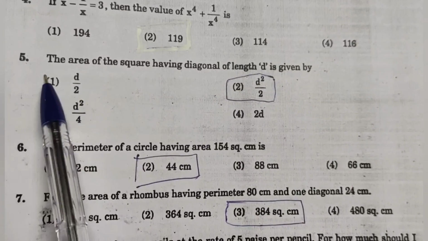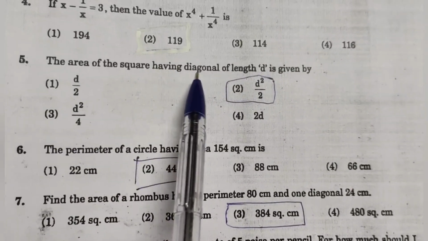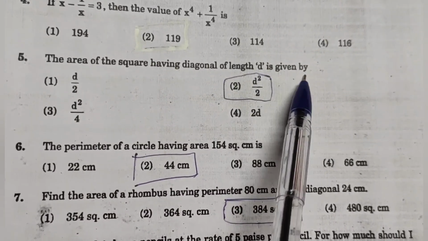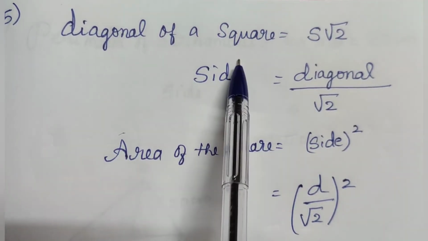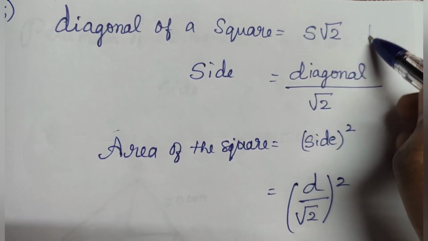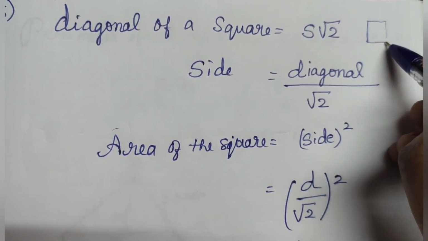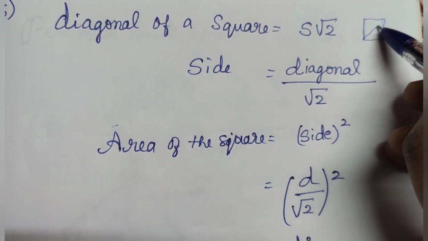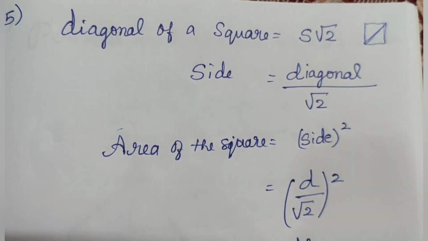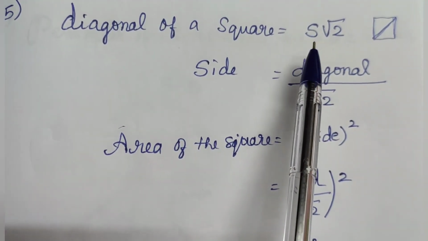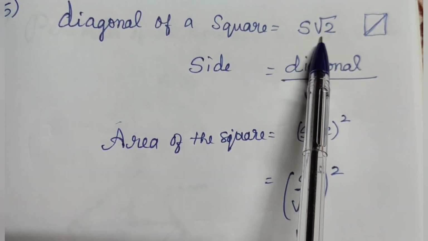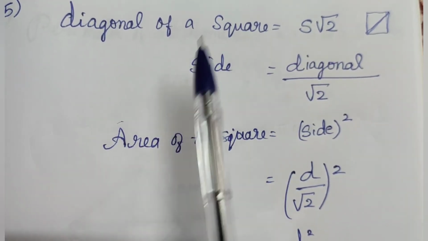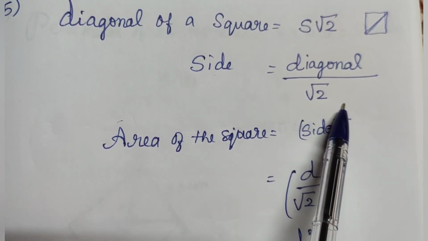Fifth question. The area of a square having diagonal of length d is given by dash. Formula says diagonal of a square. This is a square, all sides are equal, and this is called the diagonal of the square. Diagonal of a square is equal to side root 2. So therefore from diagonal, how do you find side? Side is equal to diagonal divided by root 2.